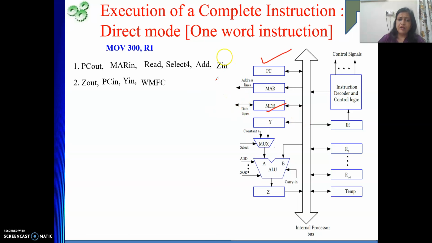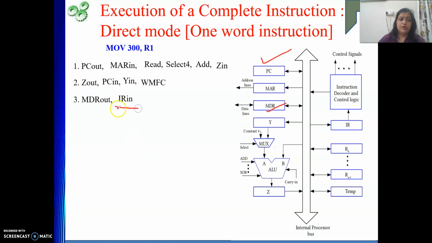So now whatever we want to read from memory has come into MDR. Now from MDR, where do I need to take it? To IR, because I am doing the instruction fetch. So MDR out, IR in. From one register to another register, we are bringing the content. This part is done.